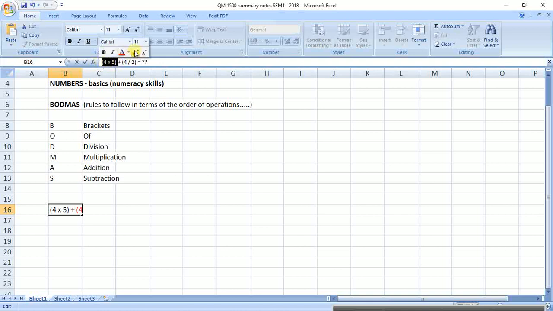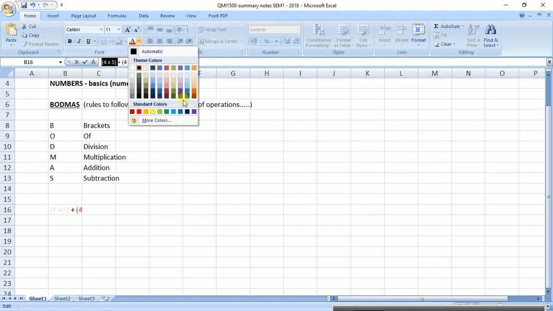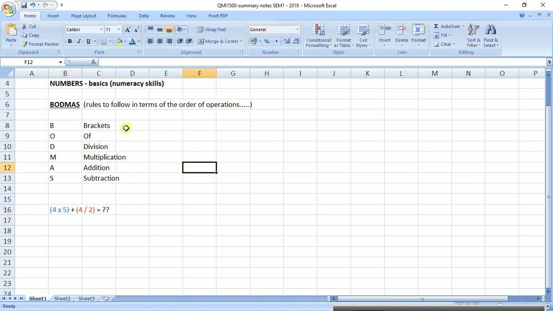Okay, so then that will be calculated. And then obviously addition and then subtraction. So then the last thing is add the two together, right? Okay, so obviously this will be 20 plus 2, which is 22. Okay, but see, you don't have to know that if you know how to use the calculator.